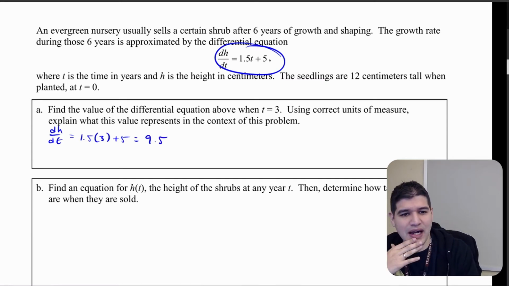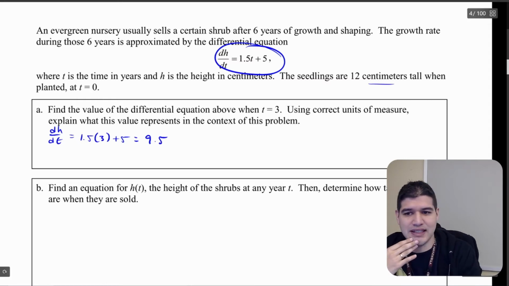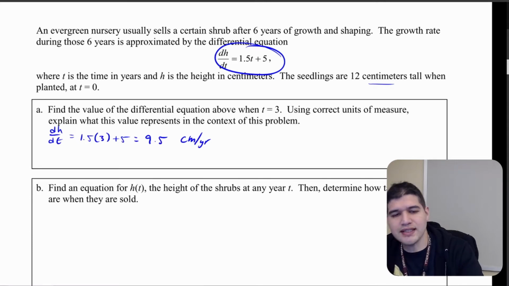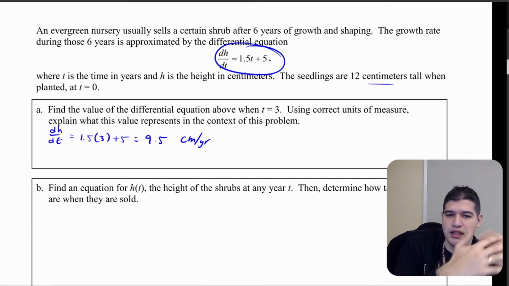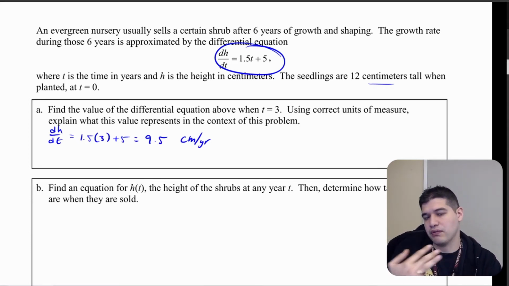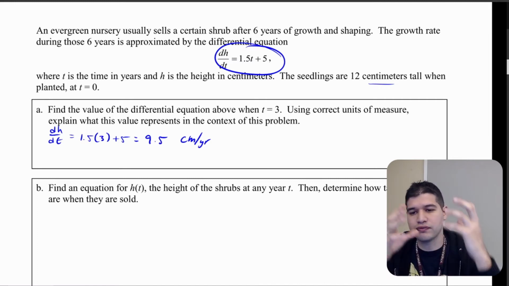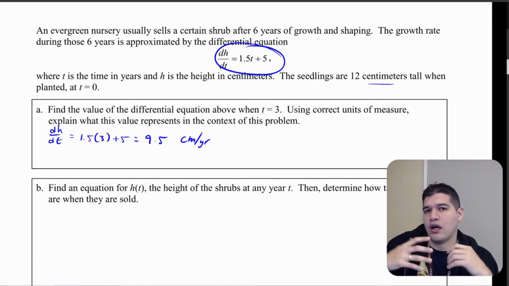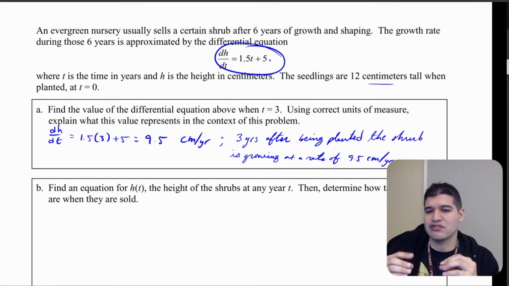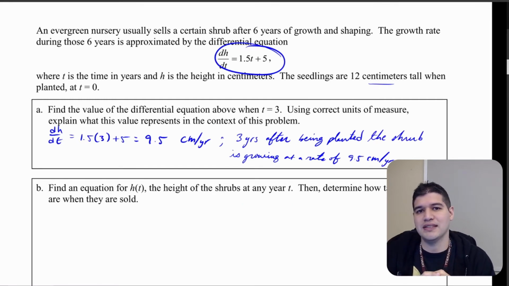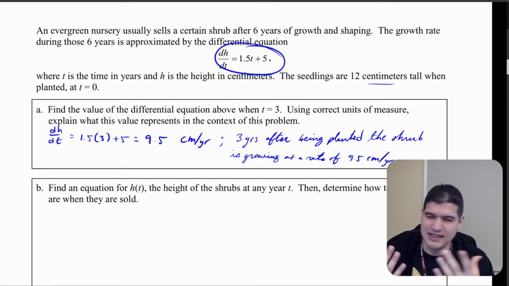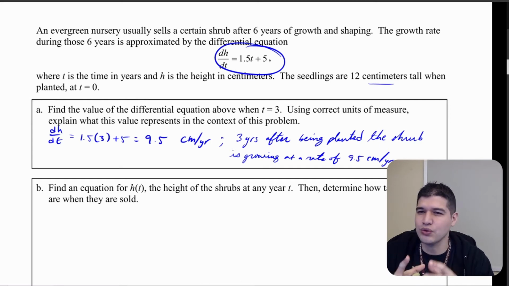And let me think about the units of measure. That's going to be centimeters per year. So what does this mean in terms of the context of the problem? t is going to be 3 years. So after 3 years, we know that our shrub is growing at a rate of 9.5 centimeters per year, which doesn't seem like that much. It's a pretty slow growing shrub.